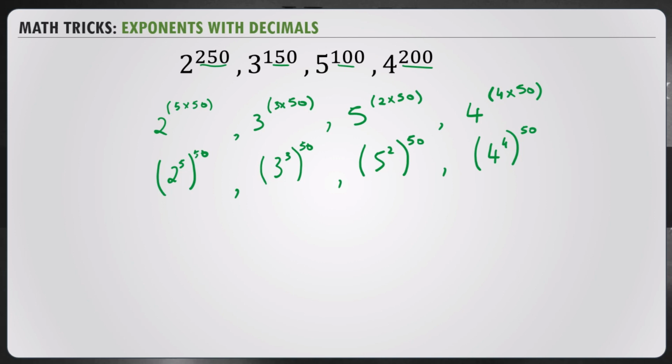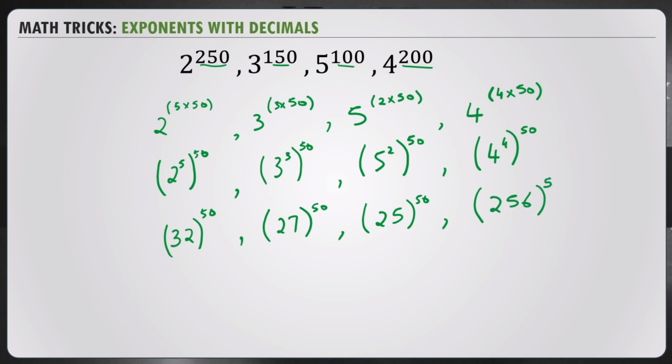2 to the power of 5 happens to be 32 to the power of 50. 3 to the power of 3 is 27 to the power of 50. 5 squared is 25 to the power of 50. And 4 to the power of 4 is 256 to the power of 50. Can you tell me which is the smallest number now? Easy, 25. This is the smallest and this is the largest. So the smallest number in your sequence was 5 to the power of 100, and the largest number was 4 to the power of 200. I hope this helps you out.